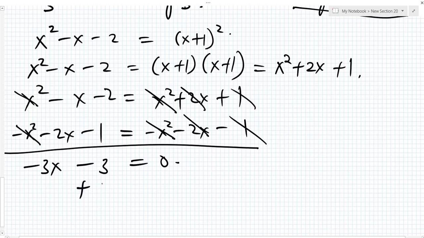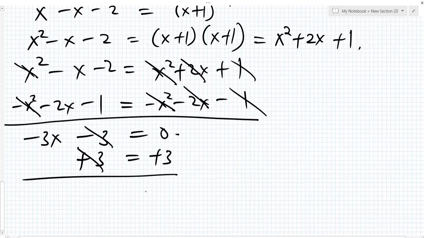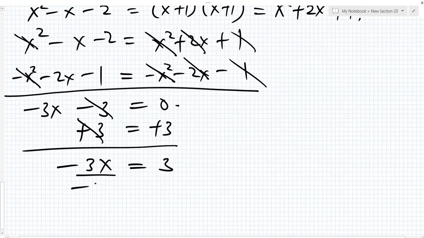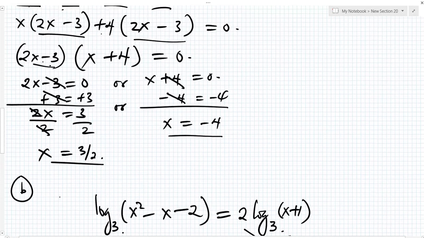Now if you add plus 3 to both sides, this will cancel out this. The right hand side will be 3, the left hand side will be minus 3x. If we divide all through by minus 3, this will cancel out this. You have x equal to minus 1. So this is the final answer for B.